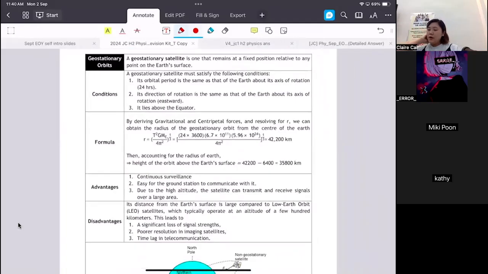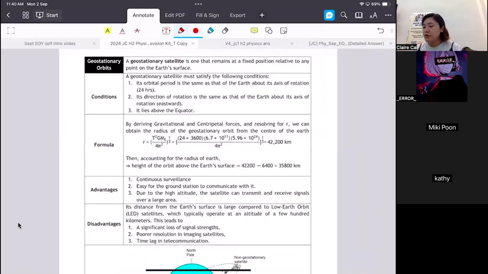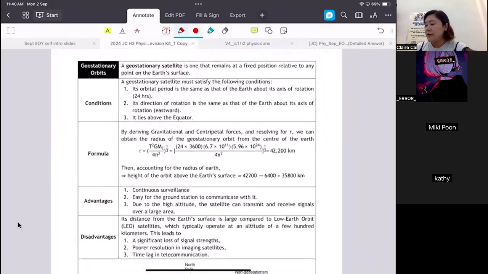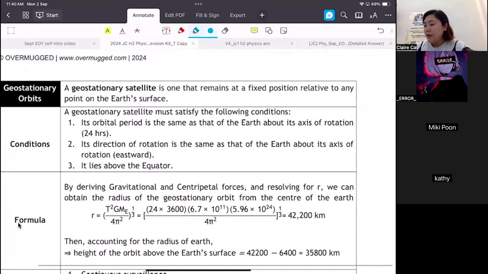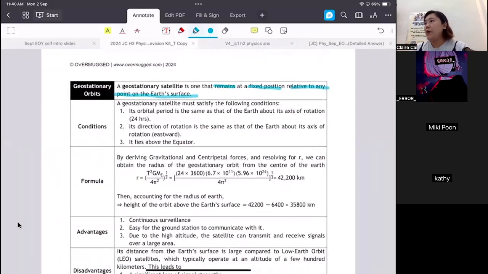Okay. For the last portion, geostationary. This one is a special type of satellite. In that case, the special feature is that it always remains at a fixed position relative to any point on the Earth. So in order to do that, the condition is that it must be rotating at the same speed, in the same direction as the Earth.